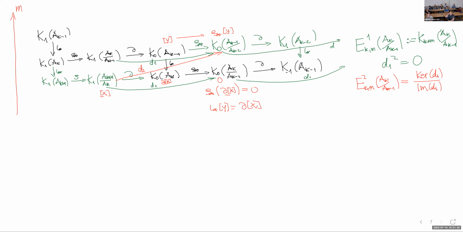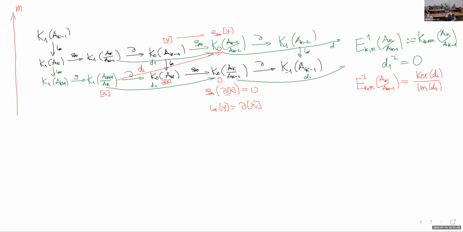How are you defining E3? In D3, I would have to take the same thing. So would I have to replace this? Well, this is a bit of notation. How does the higher differential come from?